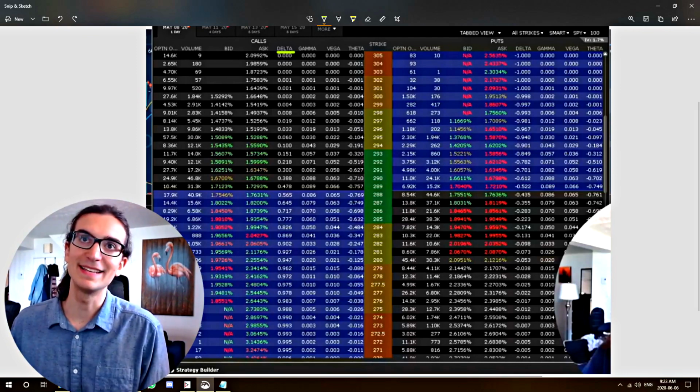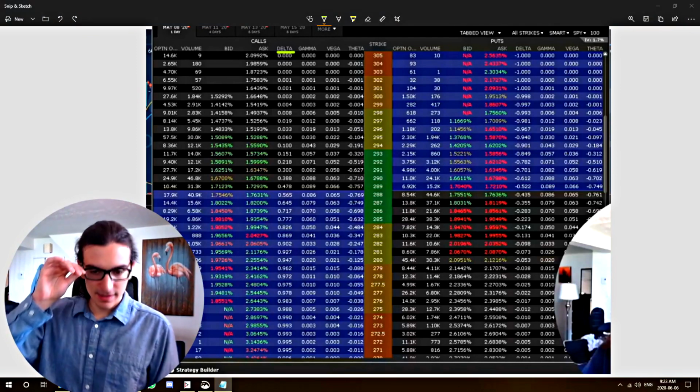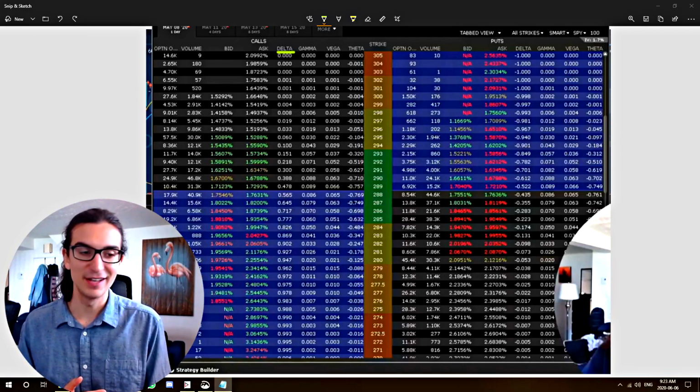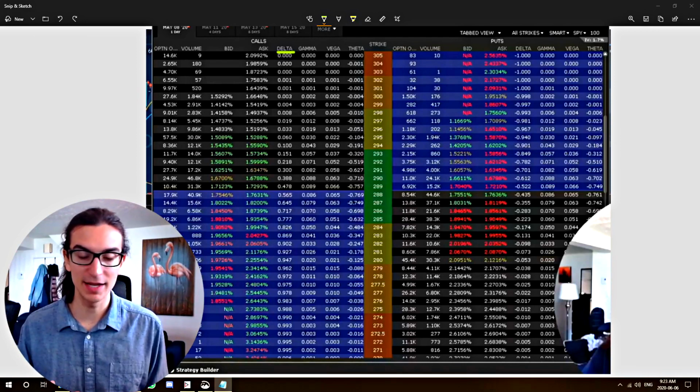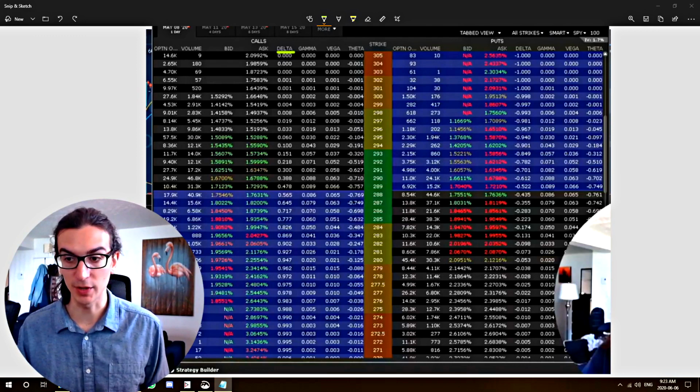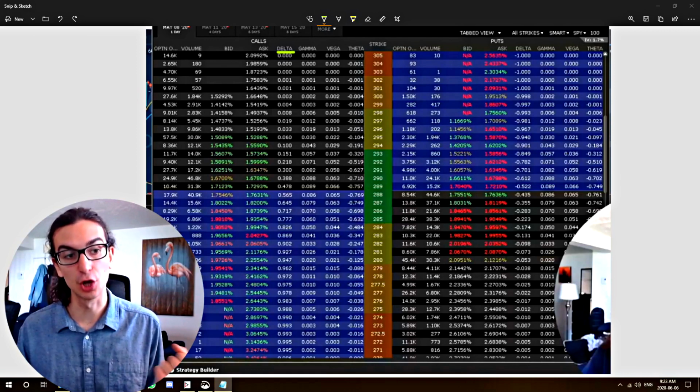All right, next one is the gamma. Gamma is the rate of change of delta. Another way to categorize gamma is by the speed of the market. So if you're long a contract, any contract, a call or a put, you are essentially long delta and you're long gamma.